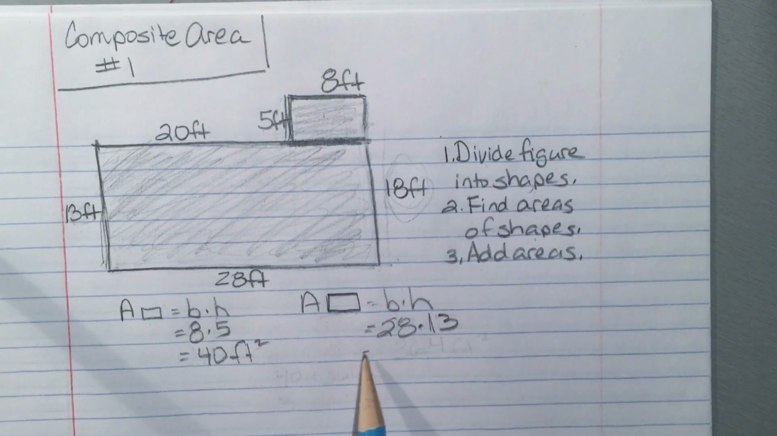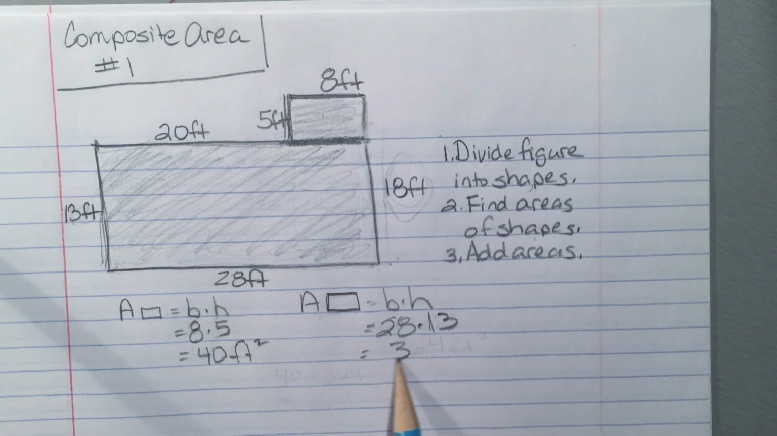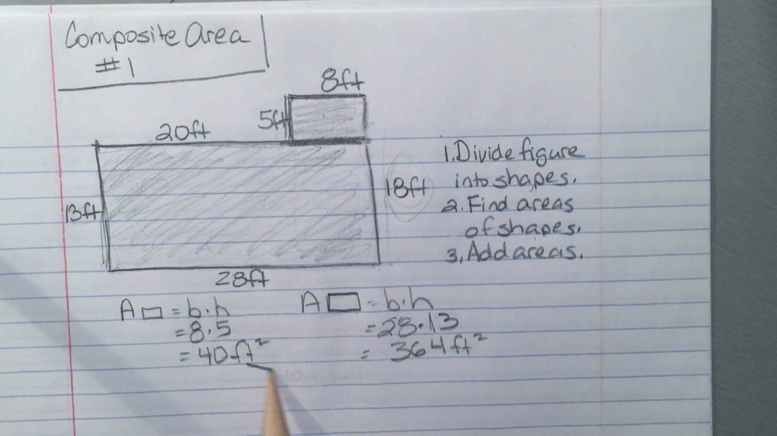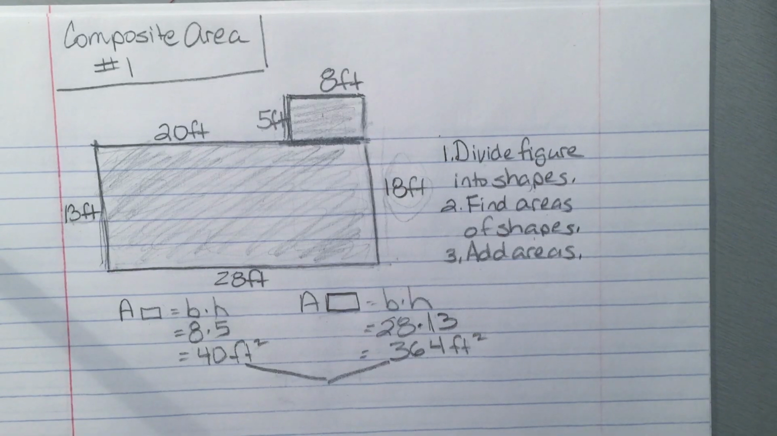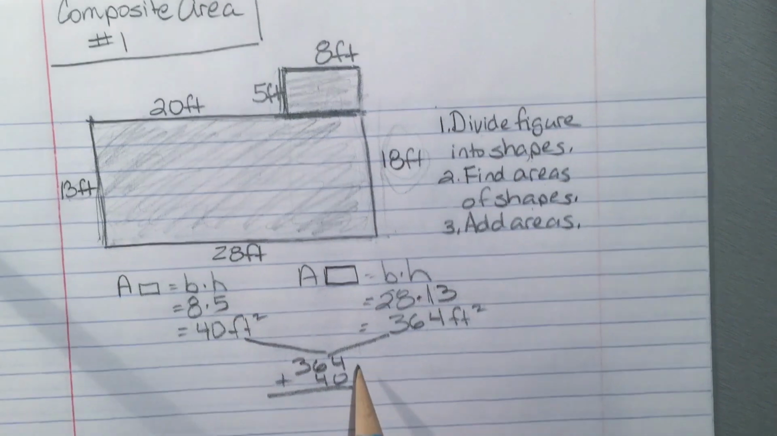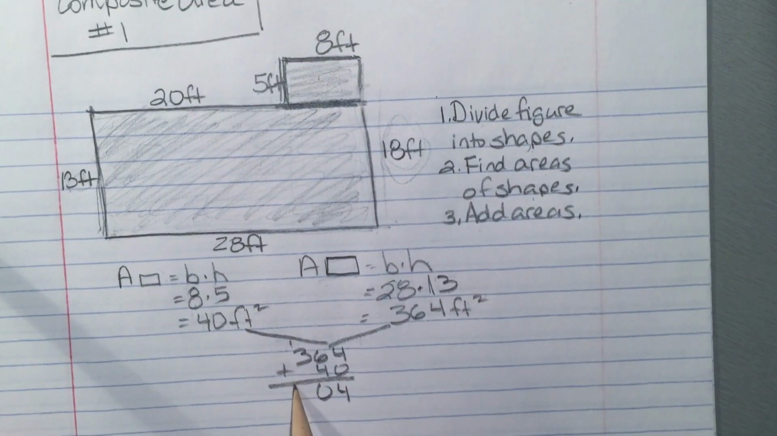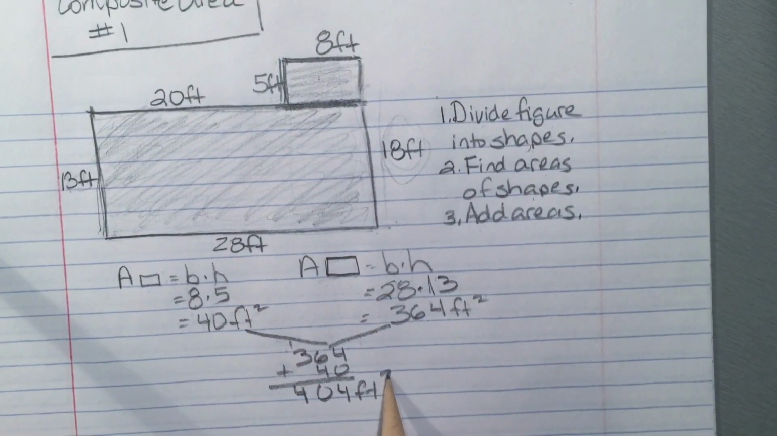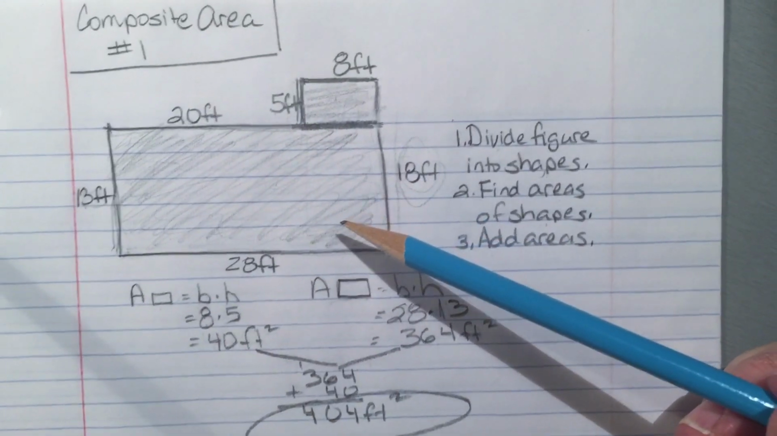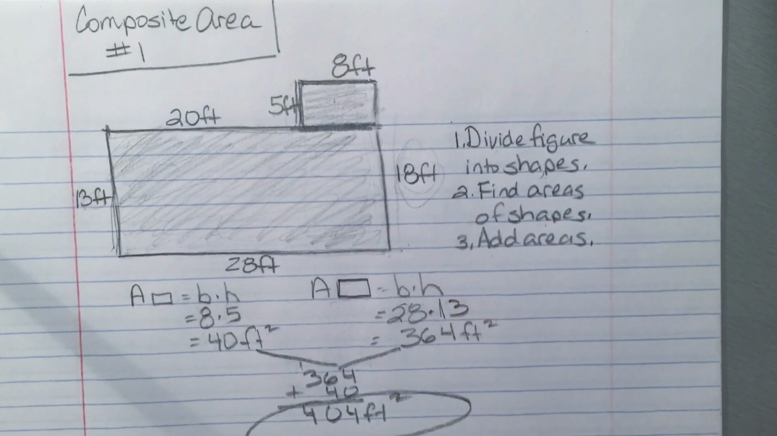So 28 times 13, last time I checked, was 364 feet squared. Now all we have to do is add these two numbers together to get the area of our composite figure. So 364 plus 40 is 404 square feet. And that is the area of our combined figure, the composite area of this strange little figure.